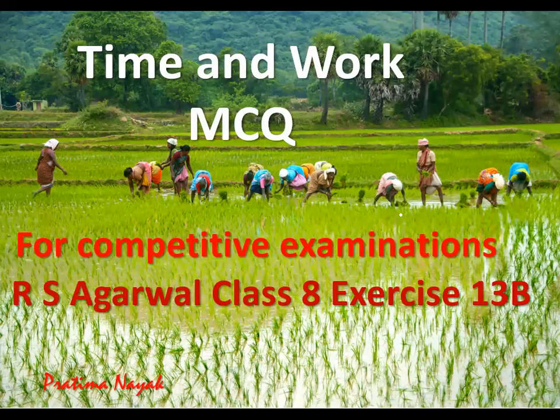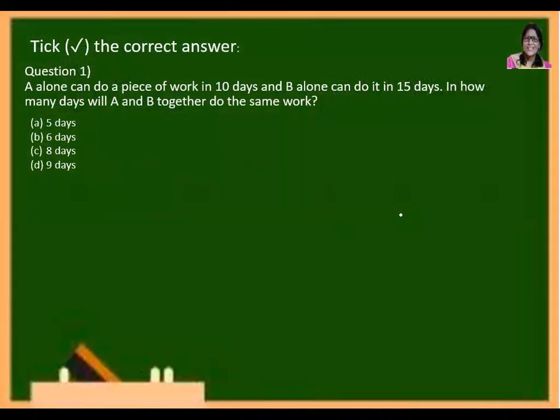For that, I have taken some questions from R.S. Agarwal, class 8, exercise 13b. So your first question. A alone can do a piece of work in 10 days. B alone can do it in 15 days. In how many days can A and B together do the same work? 5 days, 6 days, 8 days, 9 days.